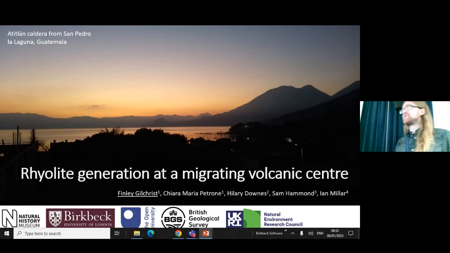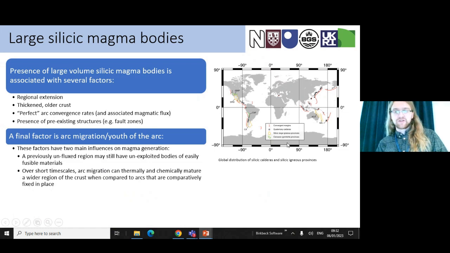I am a final year PhD student, and so I'm just going to be going over my main conclusions from my thesis. I was really interested in investigating how migrating centres influence the formation and the storage of really large volume rhyolites and silicic eruptions. So first of all, a global perspective on where these occur.